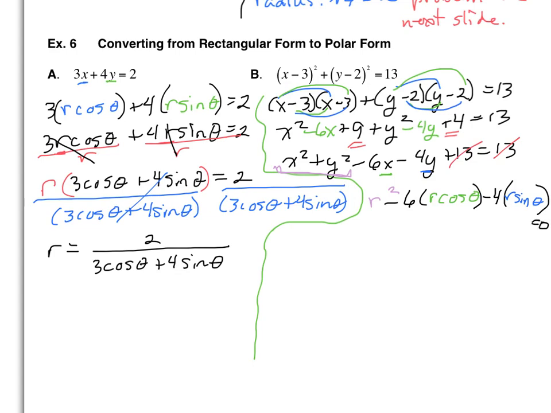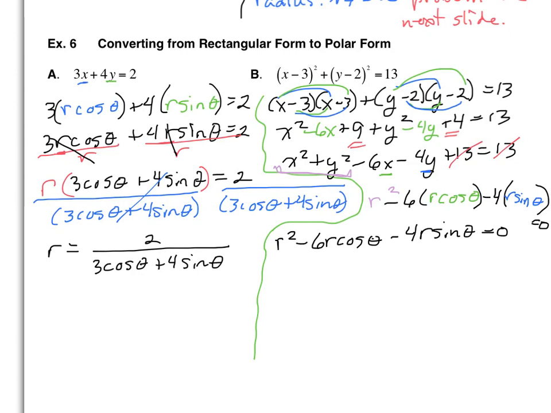So the right side is 0. And so we're almost there. We have r squared minus 6r cosine of theta minus 4r sine of theta equals 0. So we want to solve for r.